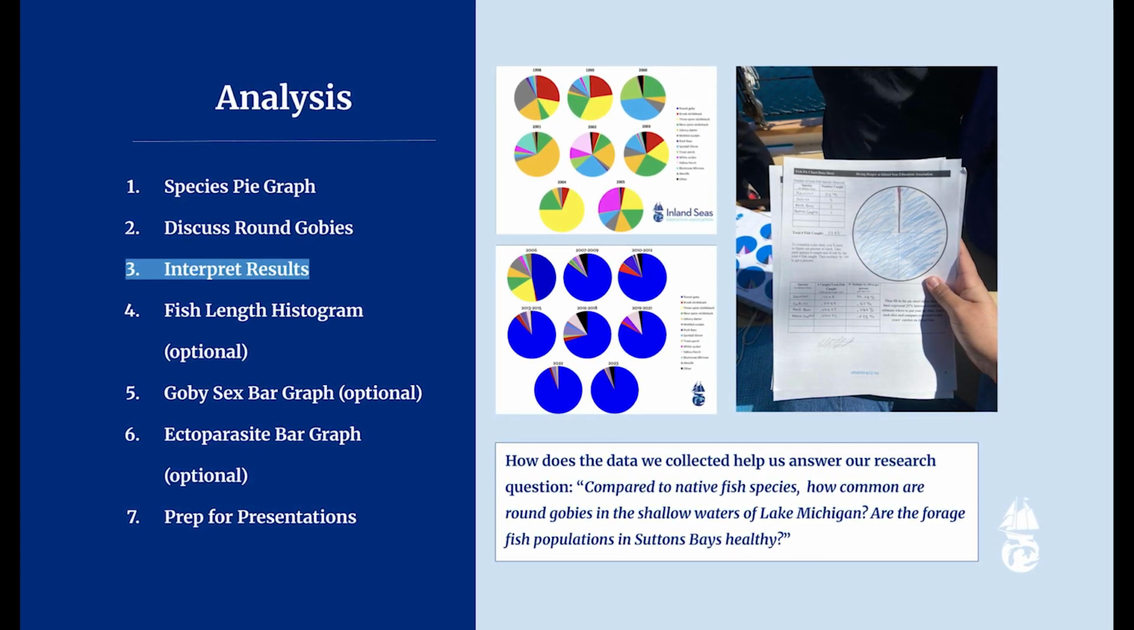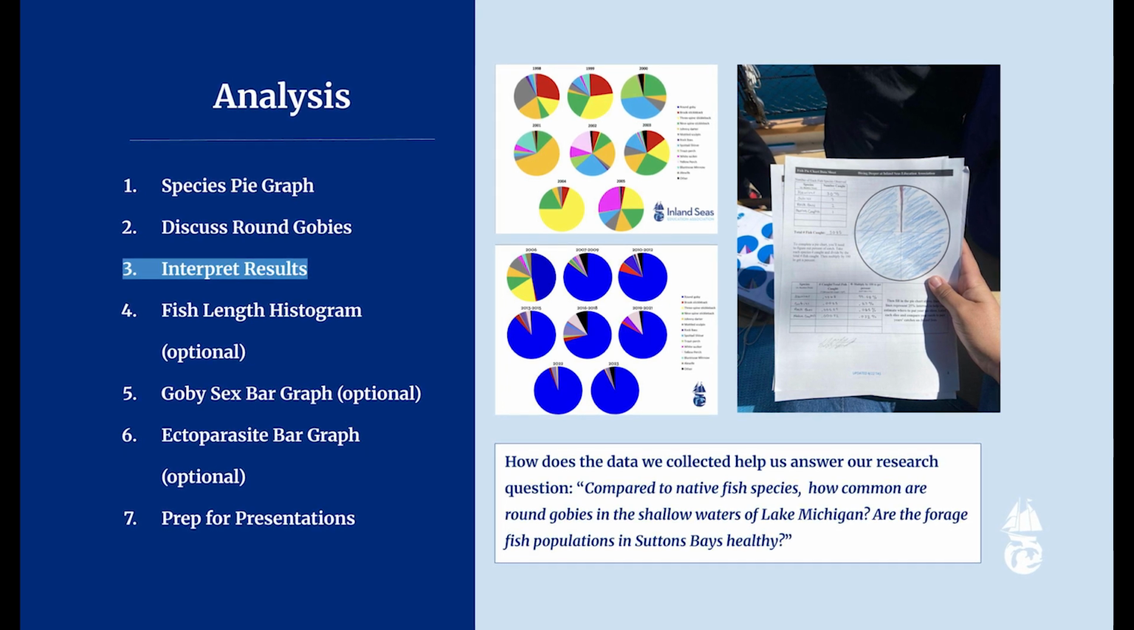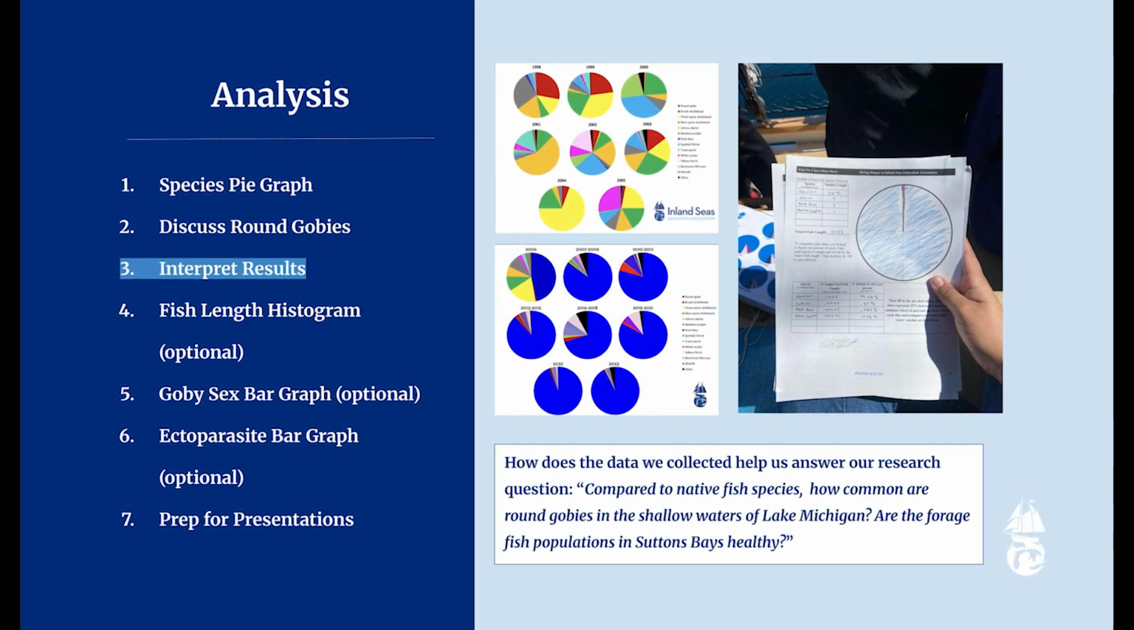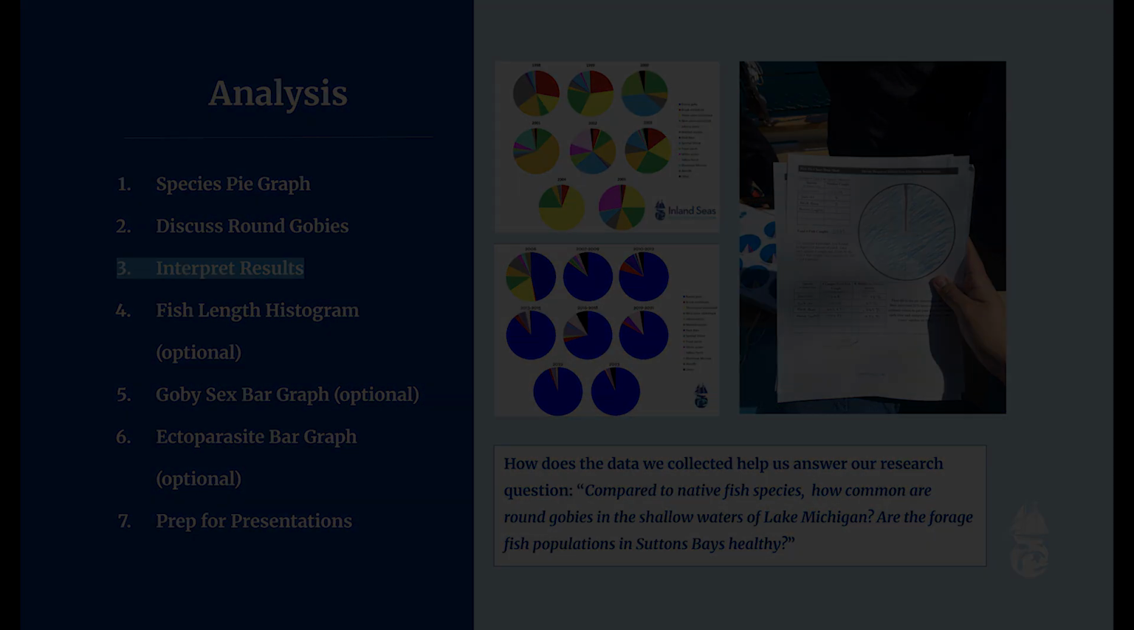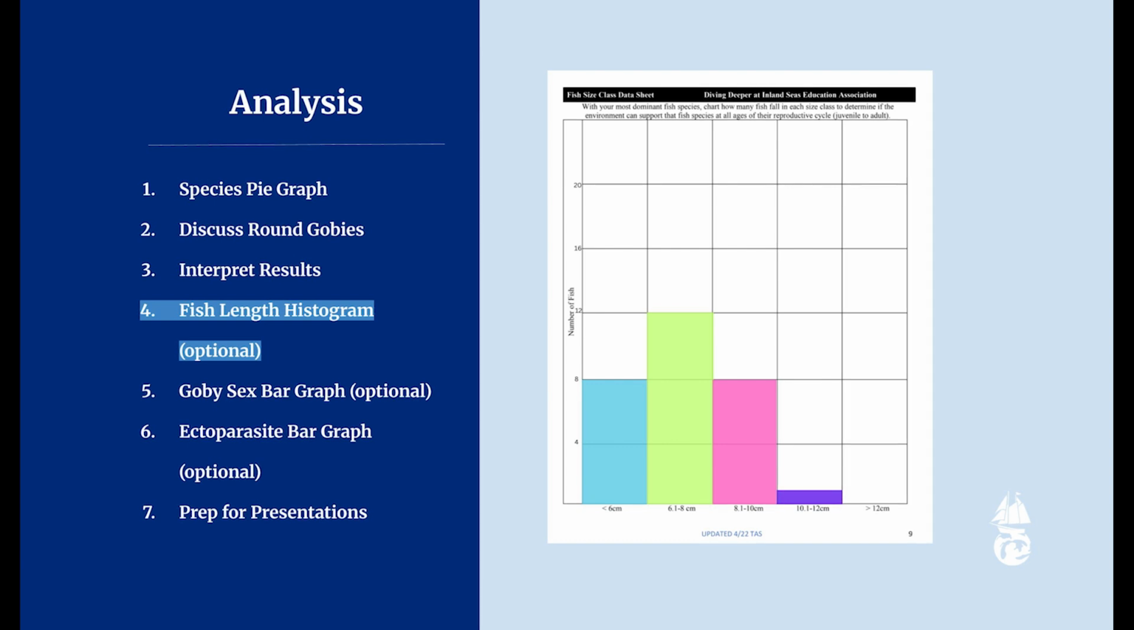How can we use this graph to answer our research question? Again, if you are in a time crunch at all, this pie graph is the one to focus on completing. The other graphs are great to have, but they can just as easily be made at a later date. On page 6 of the student worksheet, there is a space to create a histogram that depicts fish length.